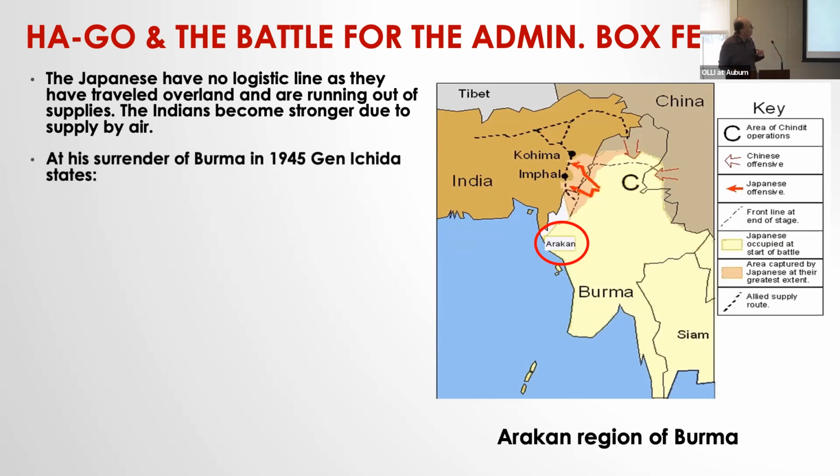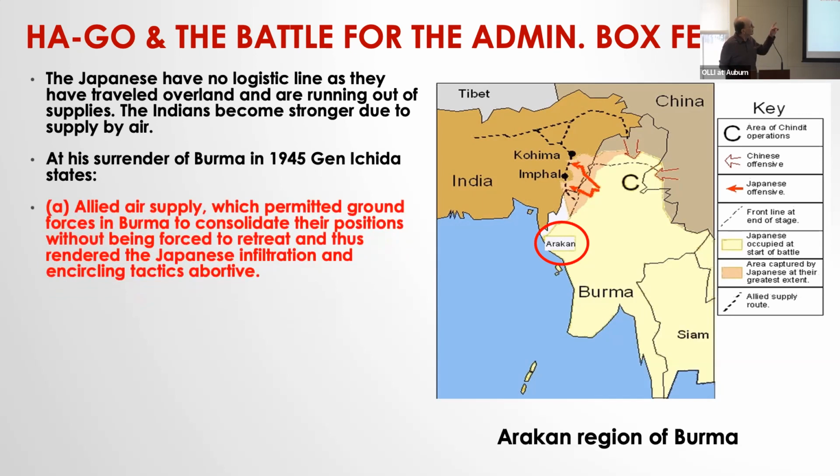Well, this is a major shock to the Japanese, but they don't quite grasp it until later on. But I use this quote from General Achida. He's in charge of Burma at the end of the war. And he goes, Allied air supply, which permitted ground forces in Burma to consolidate their positions without being forced to retreat, and thus rendered the Japanese infiltration and encircling tactics abortive. So the British, with the use of cargo aircraft, have broken the code, if you'd like, of how to stop these Japanese infiltration tactics.